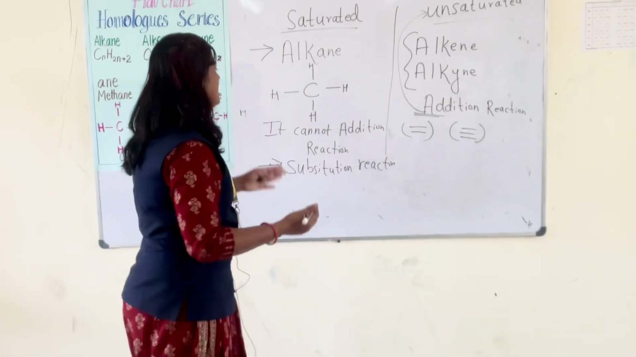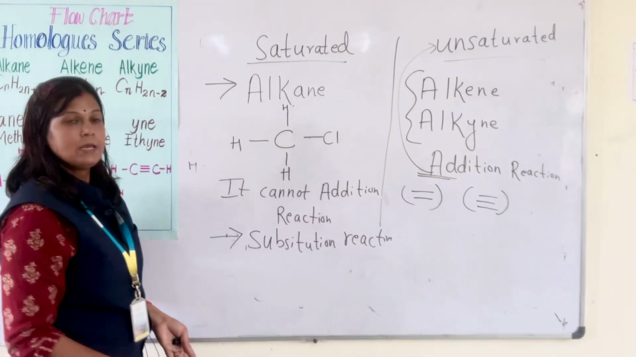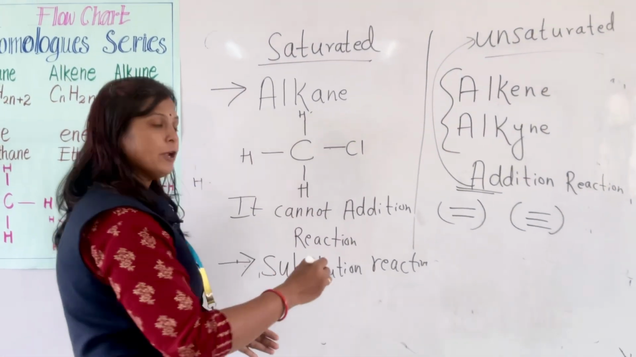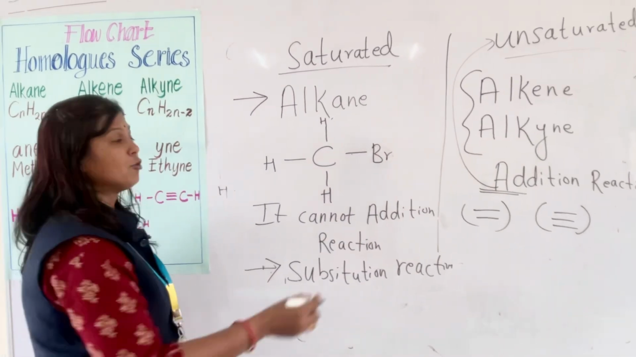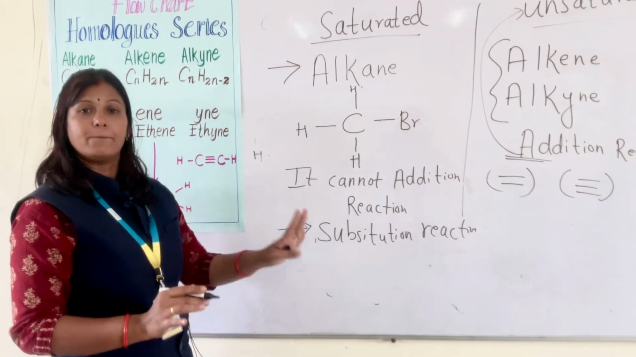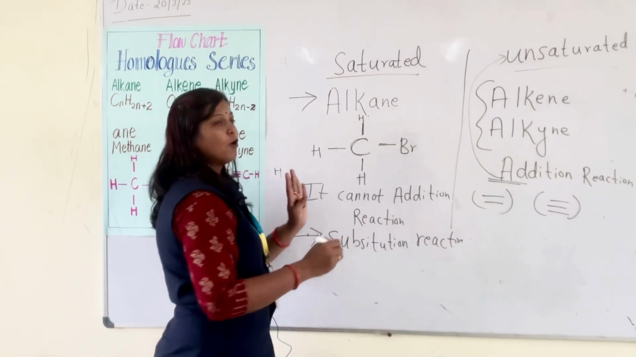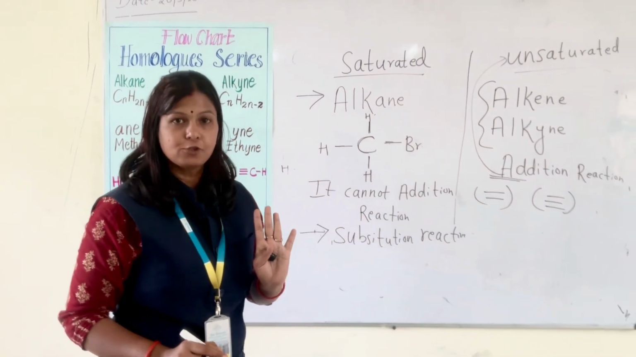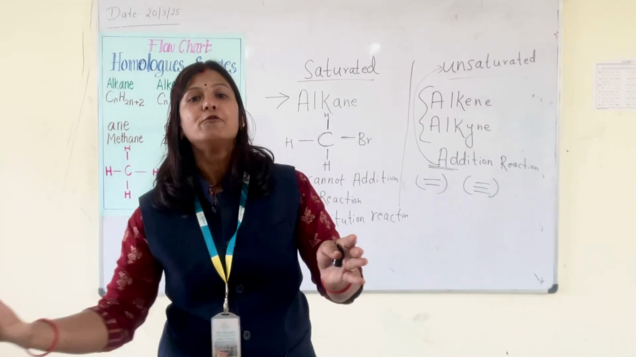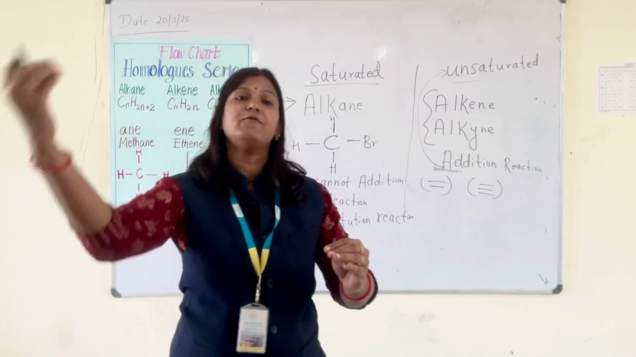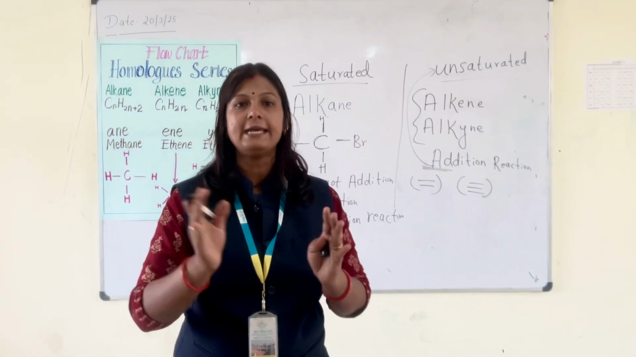For example, in place of hydrogen I can substitute here chlorine, but the bond will be 4. In place of hydrogen I can substitute bromine. So these are all organic compounds, but each carbon must be bonded with 4 bonds. Understood? So that is called substitution reaction. We are replacing hydrogen and substituting another organic compound or element.